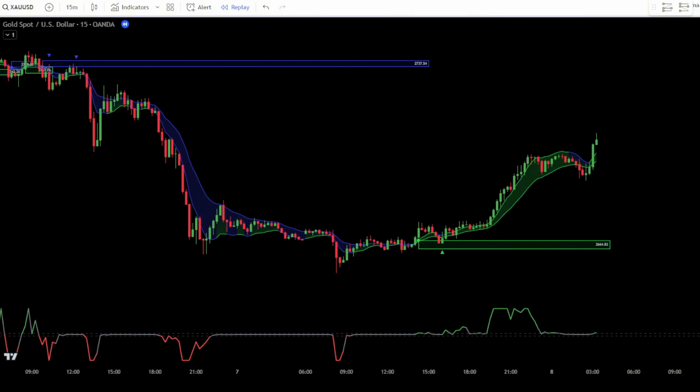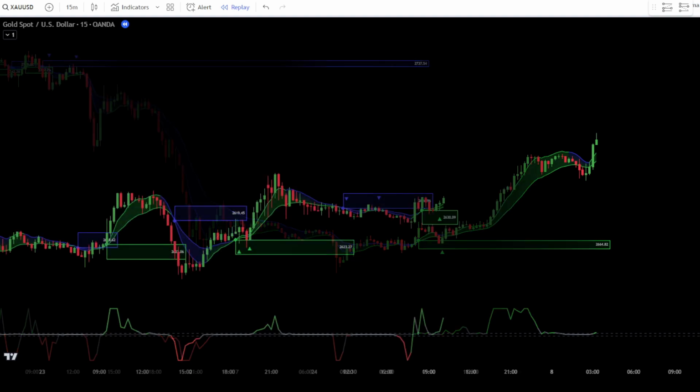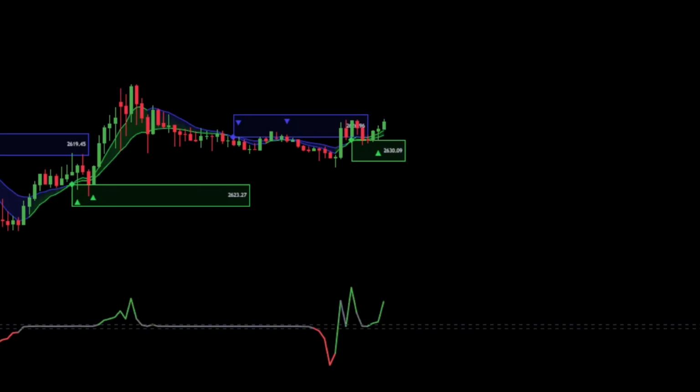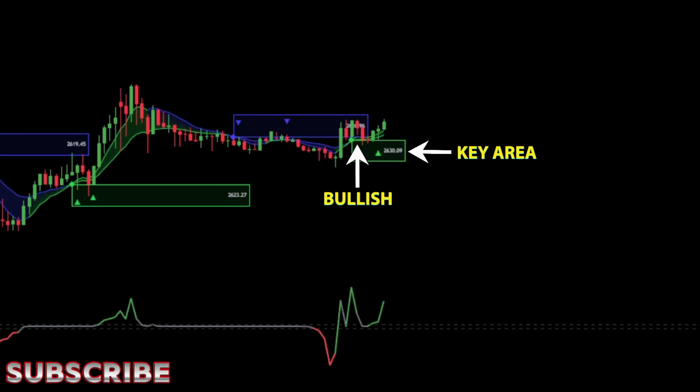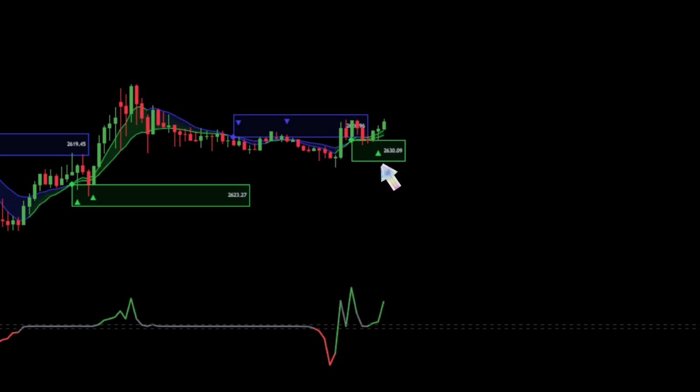Now, let's discuss how to place buy entries and sell entries using these indicators. How to place a buy entry. If the 0 lag EMA trend levels indicator turns green and a green key area appears, focus on finding the best point to place a buy entry. Wait for the price candlestick to retest the key area and for a green triangle to appear. Once the green triangle appears, it serves as a buy signal.